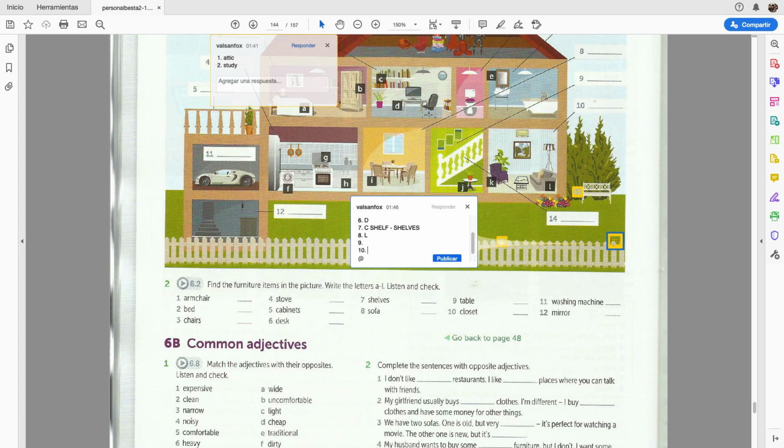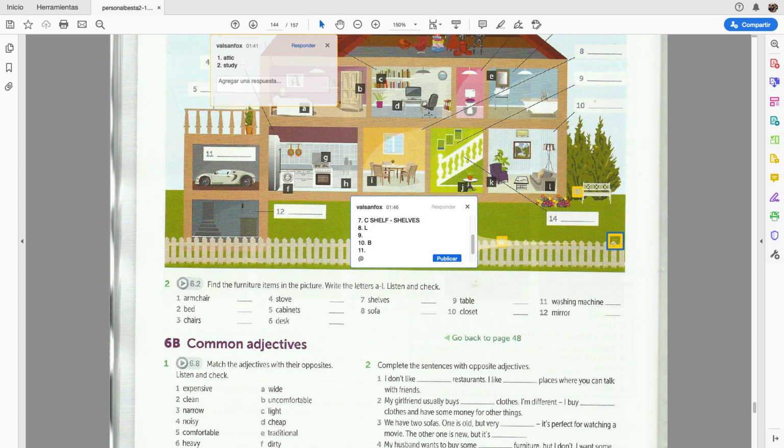In number 10, we have the closet. The closet is similar to Spanish, so I don't think you have problems with this. Well, actually, closet is English, but people in Spanish also use that word that is in English, the closet, right?